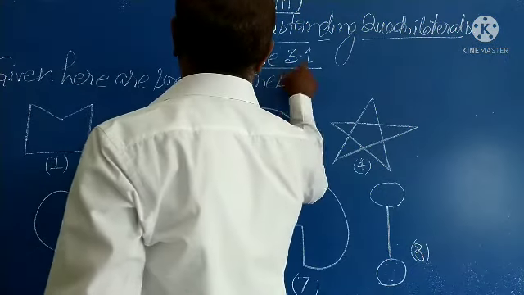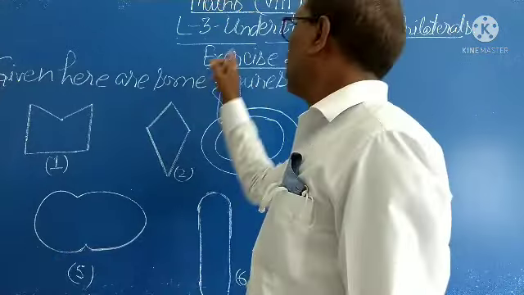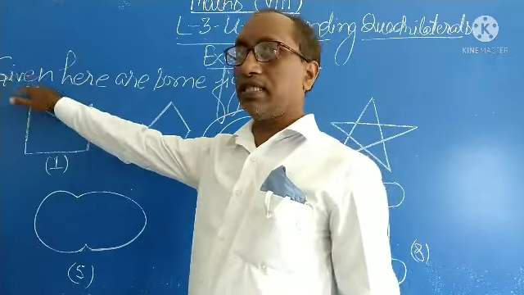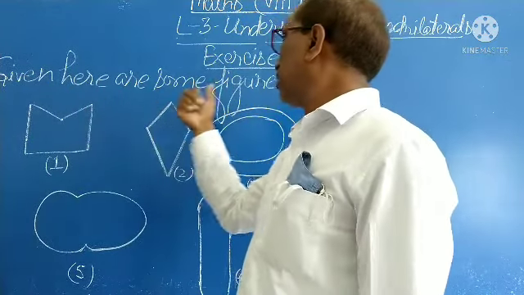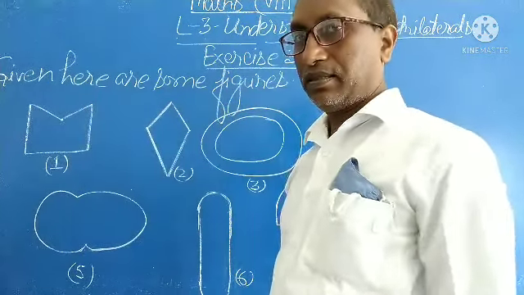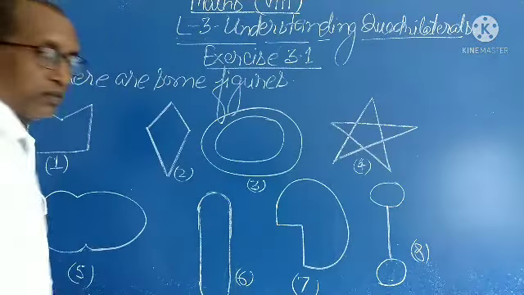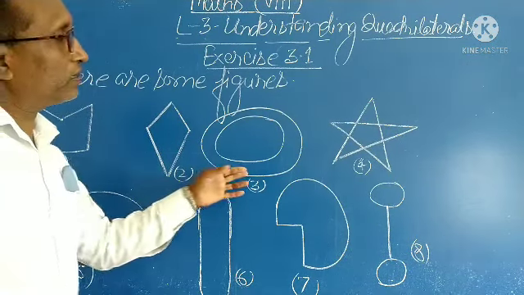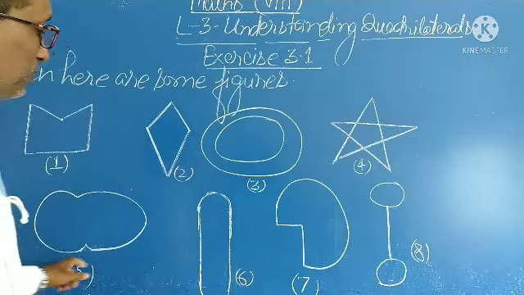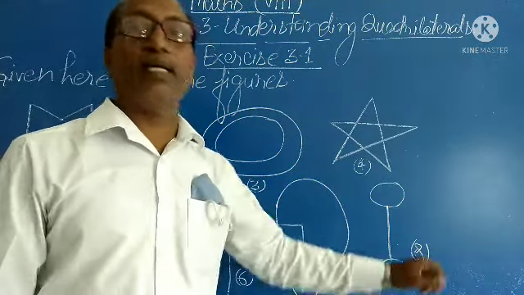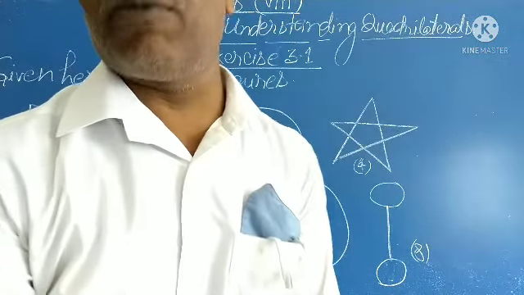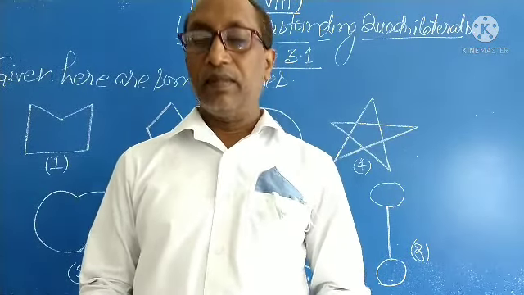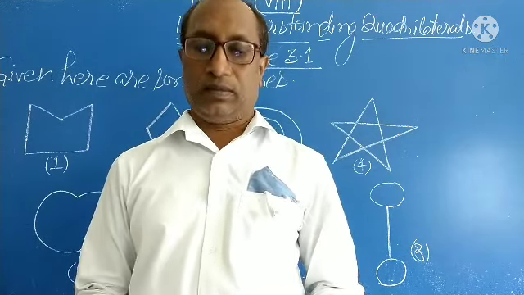I am going to start exercise 3.1 of the lesson Understanding Quadrilaterals. The first question is: given here are some figures. We draw here some figures from your book. First, second, third, fourth, fifth, sixth, seventh, and eighth. And here is the question. Classify each of them on the basis of the following.